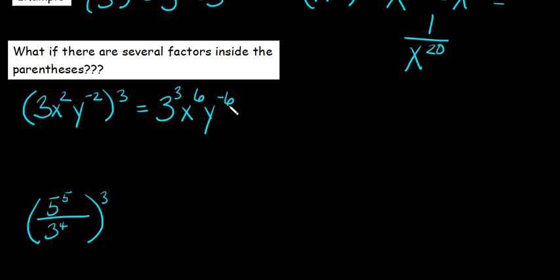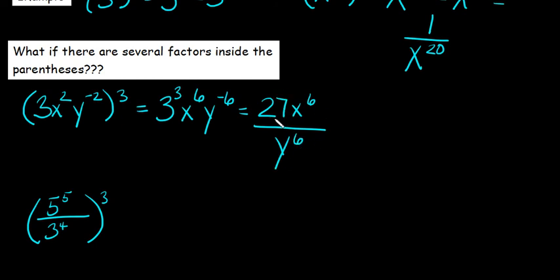So let's work that out. 3 cubed, I know off the top of my head, that's 27. X to the 6, and because y is to the negative 6, I know that that's going to be in the denominator and turn positive in the denominator. So there's our final answer.